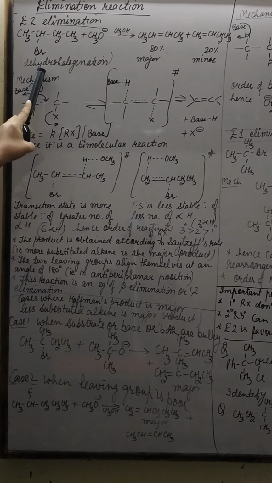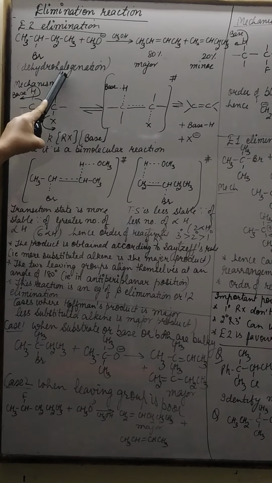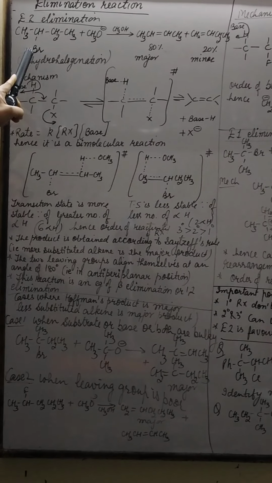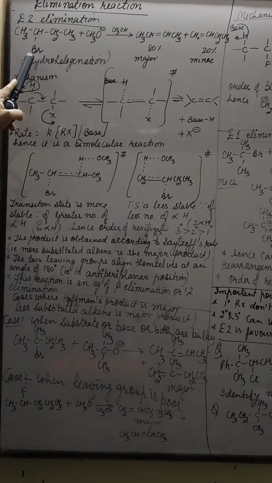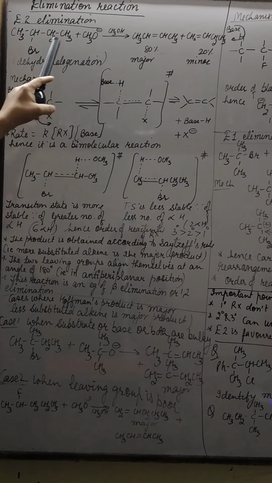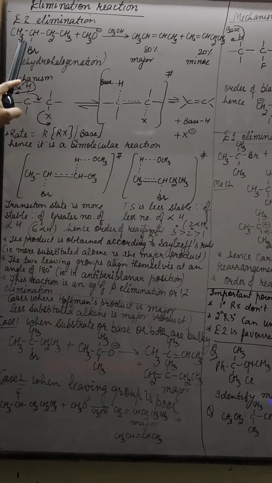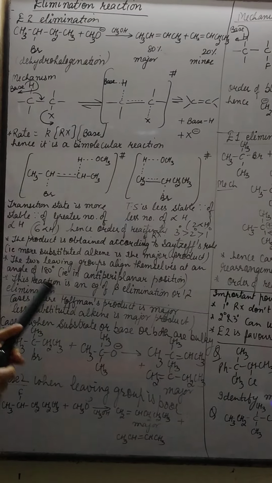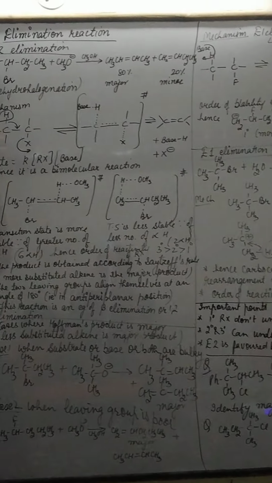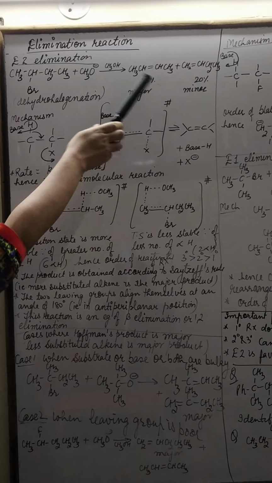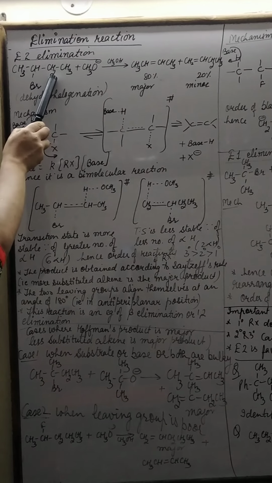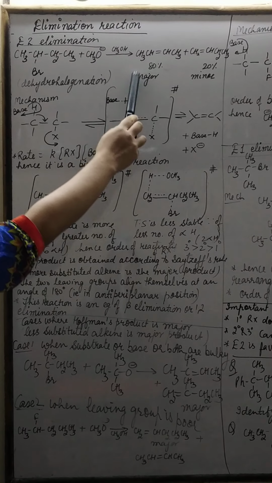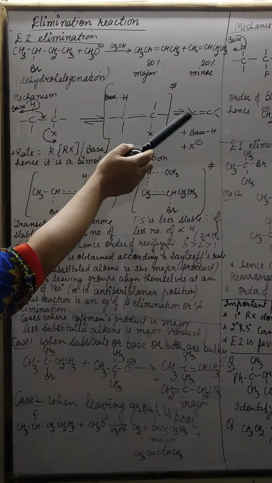De means removal, hydro stands for hydrogen, and halogenation, halogen is your chlorine, bromine or iodine, right? So bromine and hydrogen get removed. The base abstracts a proton and this halogen gets removed, leading to the formation of an alkene. So if elimination occurs from this carbon, then this product is obtained, and if hydrogen gets removed from this carbon, then this product is obtained. In this case, the major product is this one, as we can see.